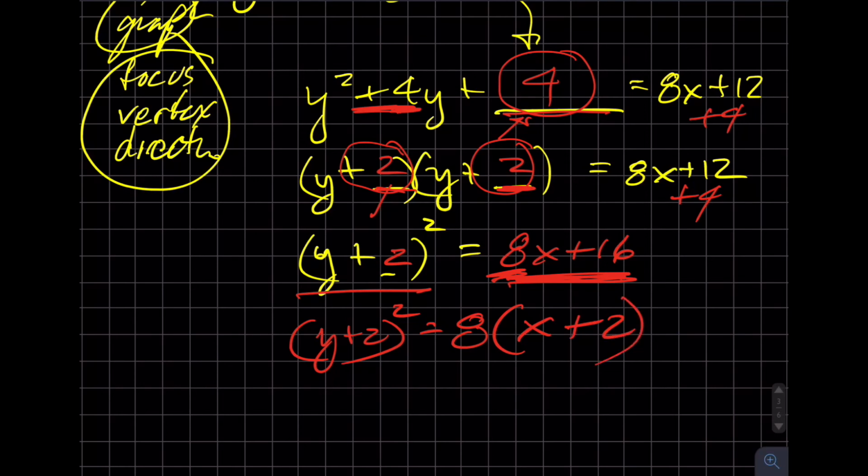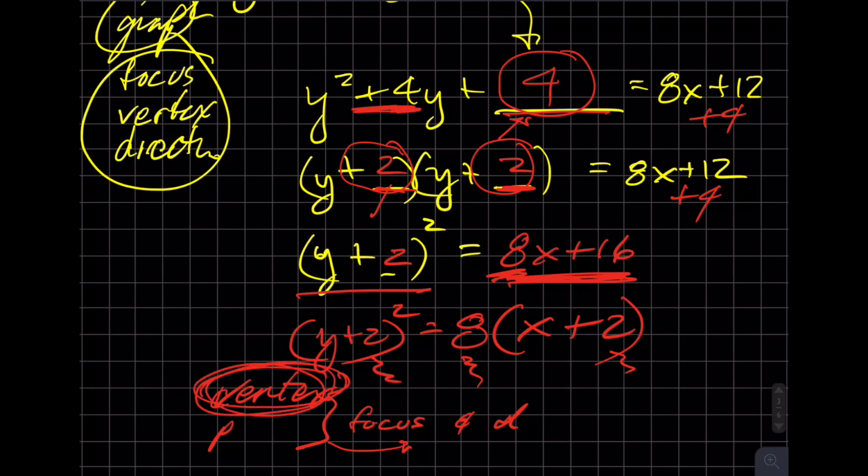And now I have the center point, the vertex. I can figure out the vertex from these two values. I can figure out the p-value from the 8. And I can figure out the location of the focus and the equation for the directrix with the combination of those two pieces of information. So everything really centers on this vertex and that value for p. With that, I can figure out the other two pieces of information.